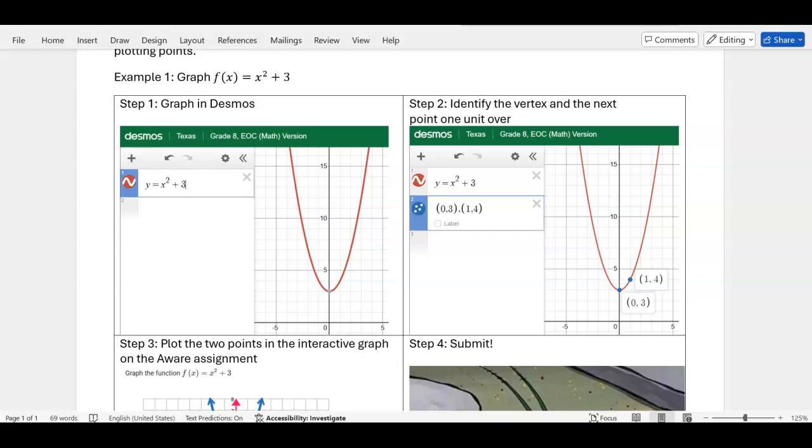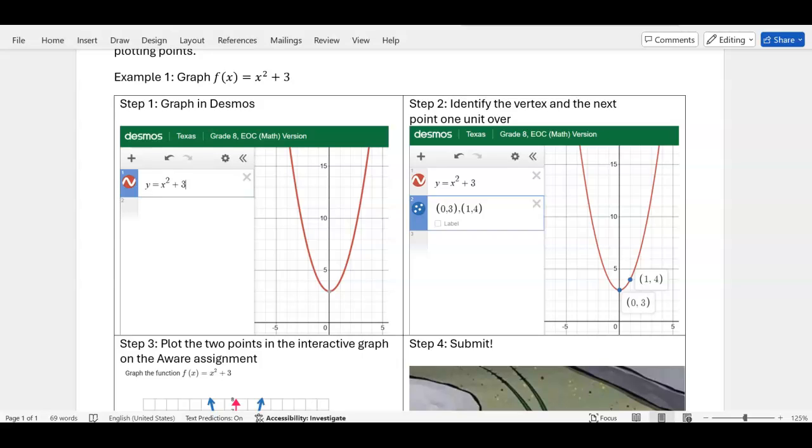It's either at the top of a hill or the bottom of a valley. It's either the top of a hill or the bottom of a U. Okay, so see how this graph looks like a U? What's at the very bottom? That's the vertex. Do you see it at 0, 3? This is what we call the vertex.